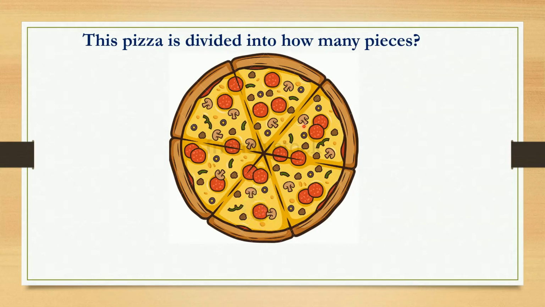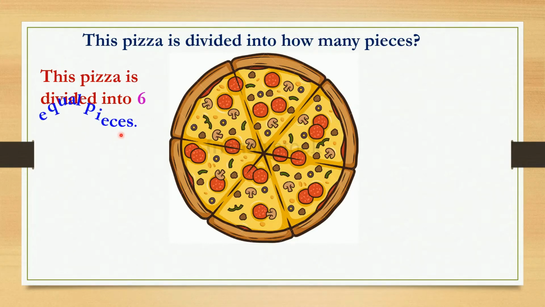And how are these pieces? What do you notice? They have this triangular shape, like a triangle. They have all the same shape, same size. So these 6 pieces, these 6 parts, these 6 slices are equal. So this pizza is divided into 6 equal pieces. So be careful, they are equal.